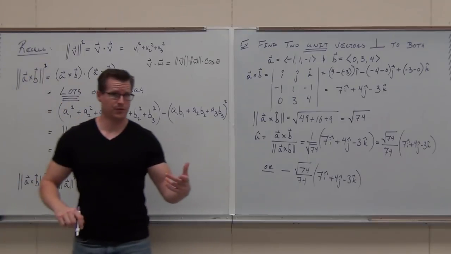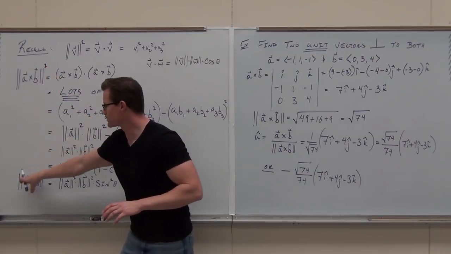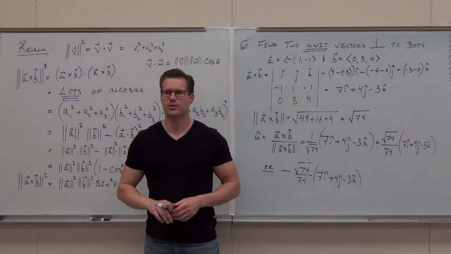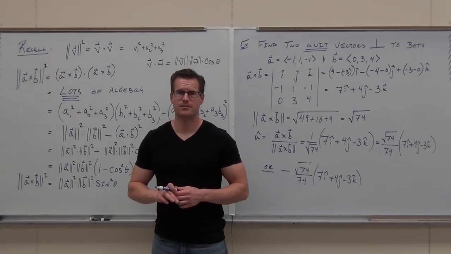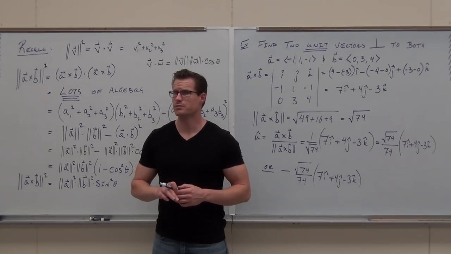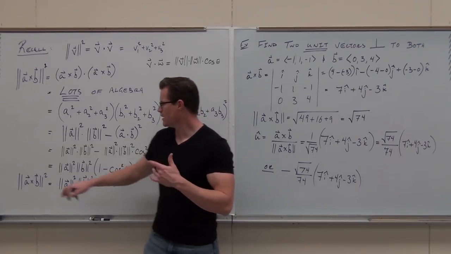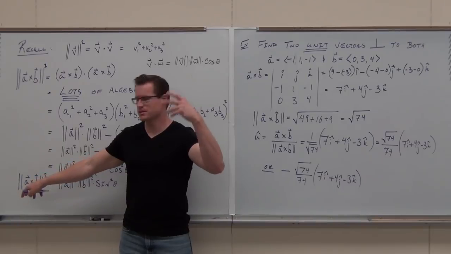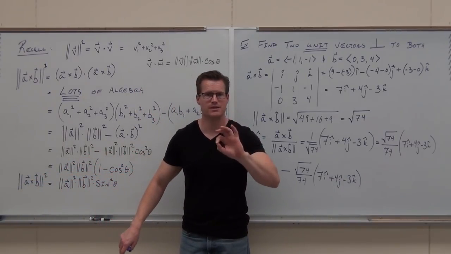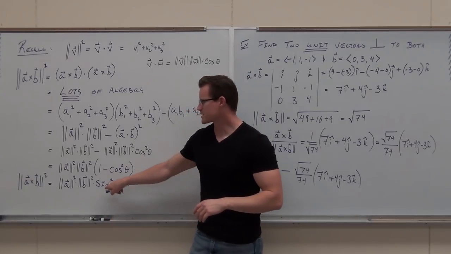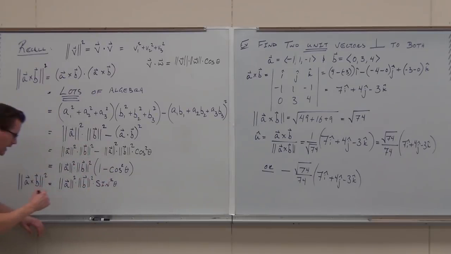What we started with was the magnitude of the cross product squared. That's what this whole thing is equal to. Are you getting what I'm talking about? Everybody in class right now, how do you get rid of a square? Can you square root both sides? Yes, absolutely, you can. Magnitudes are always positive, so I don't have to worry about the plus or minus thing. This guy we're going to talk about in a little bit.